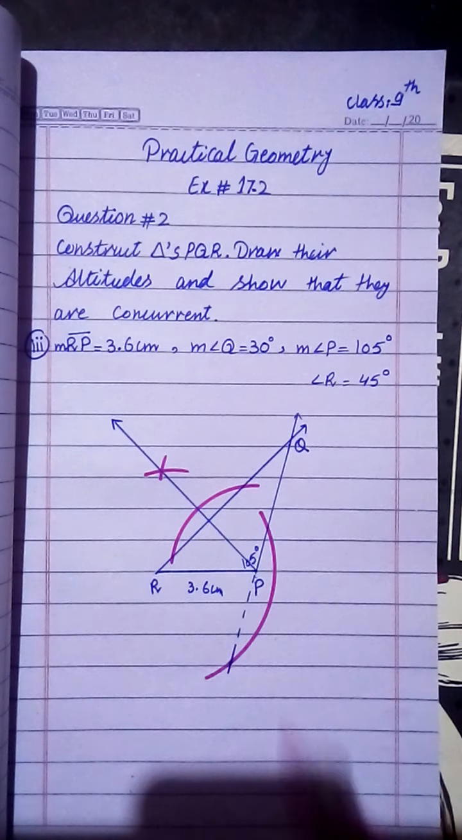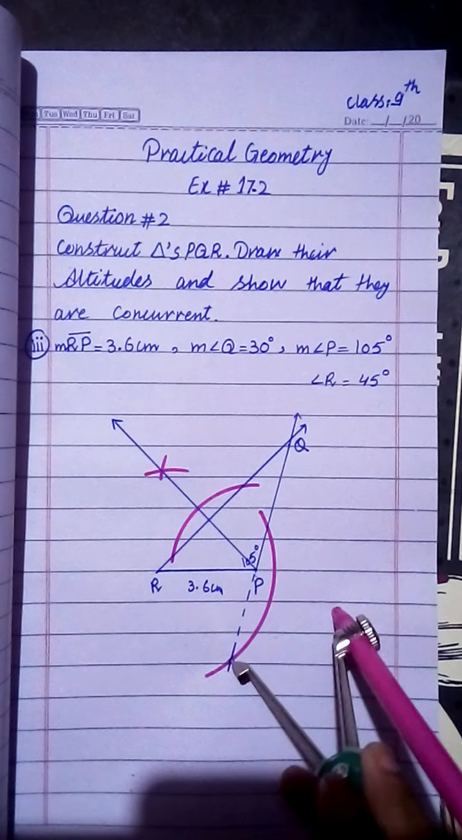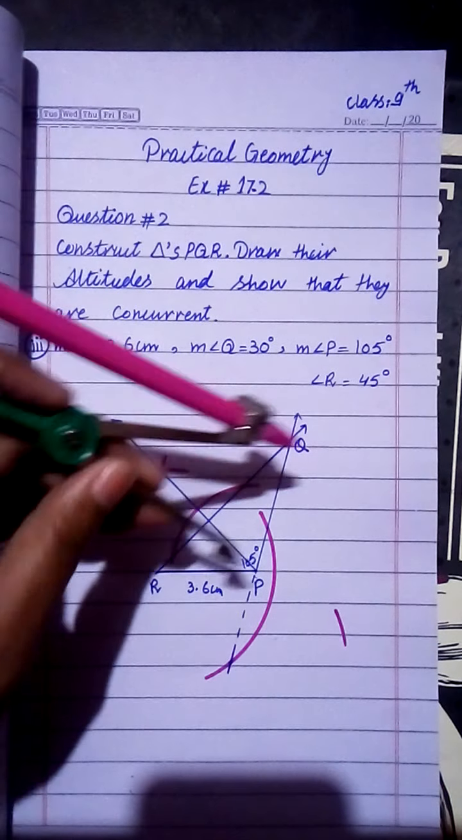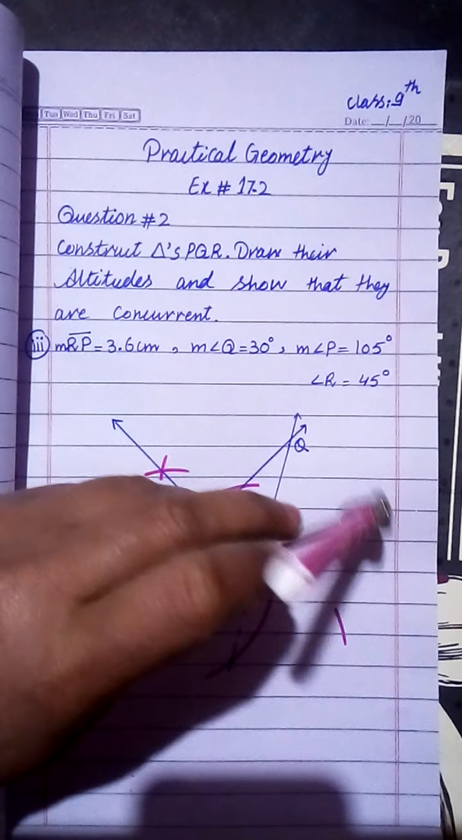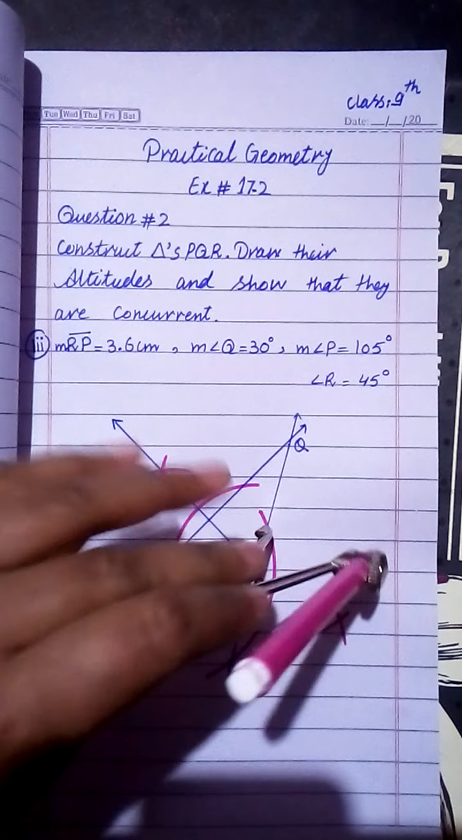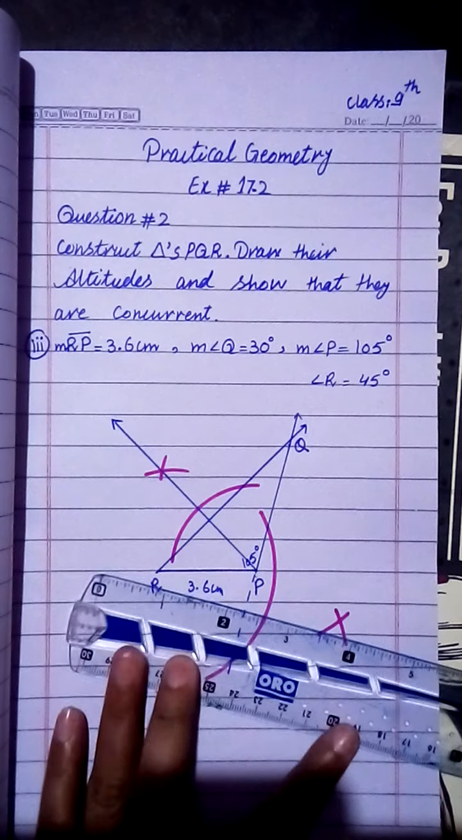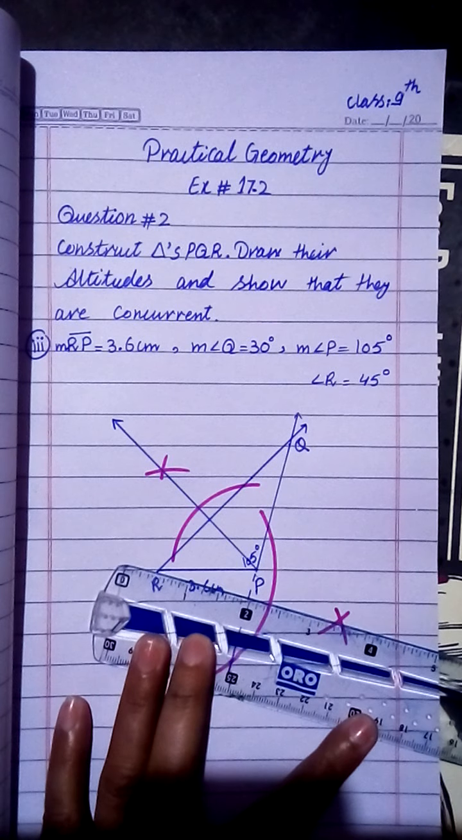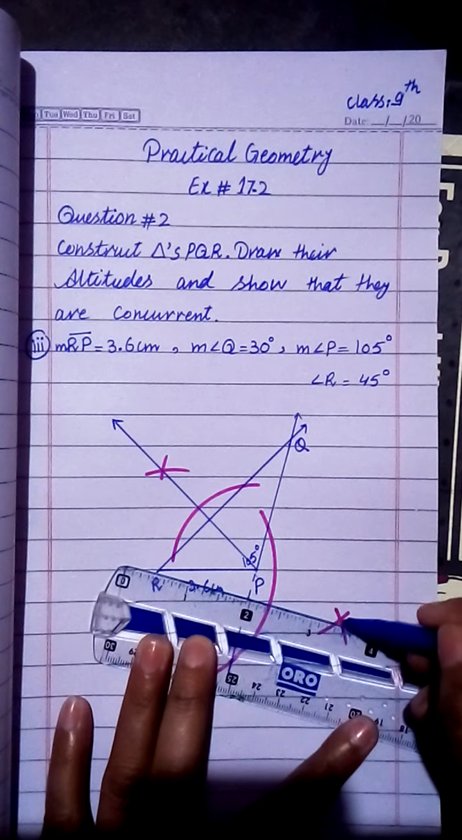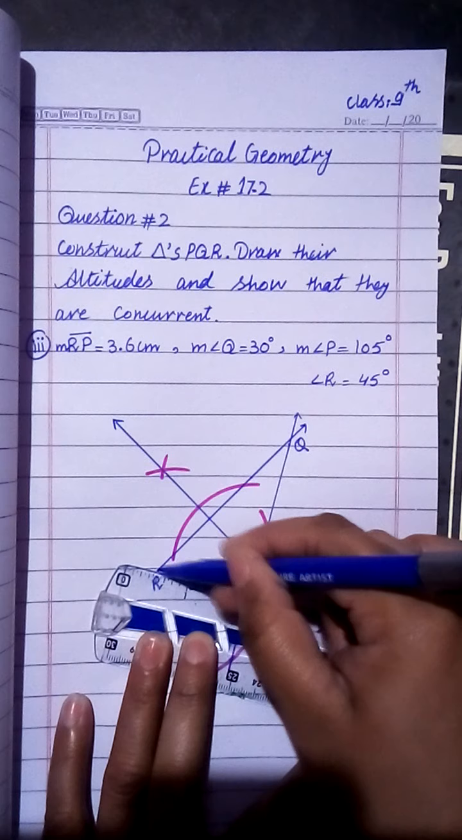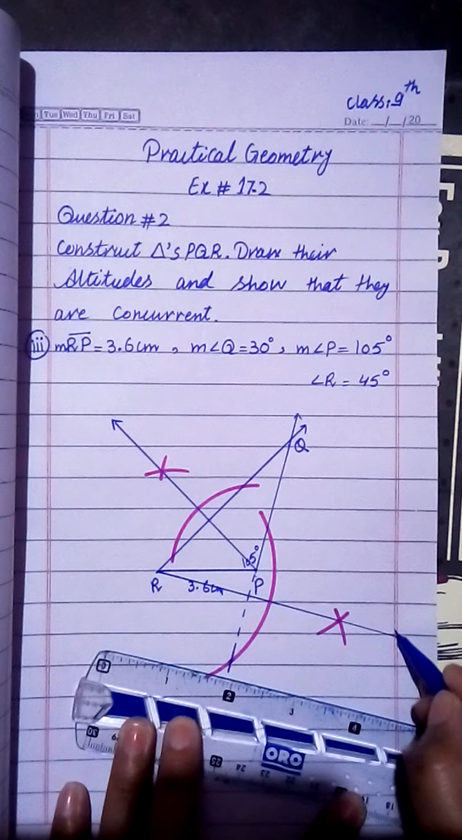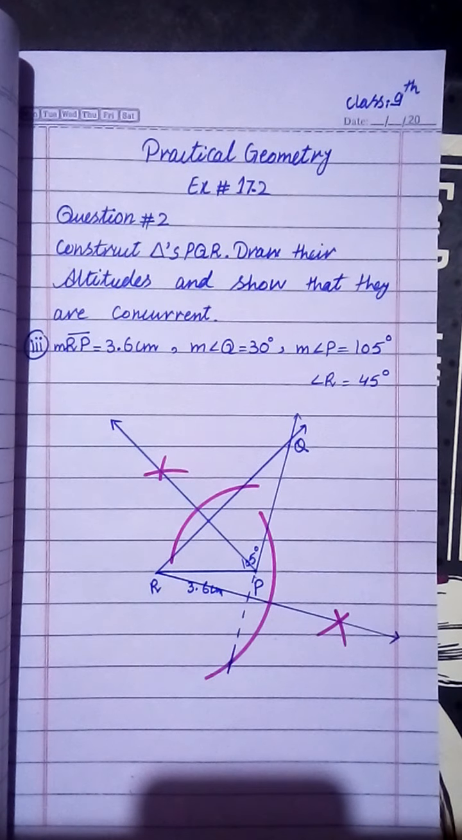So you have to put compass at that point and draw arc. Now you have to put compass at second point. Now you will use the same radius. Now you have to draw the altitude of R vertex, so you have to join this intersection point with R like this. Now that is the second altitude of the second vertex.